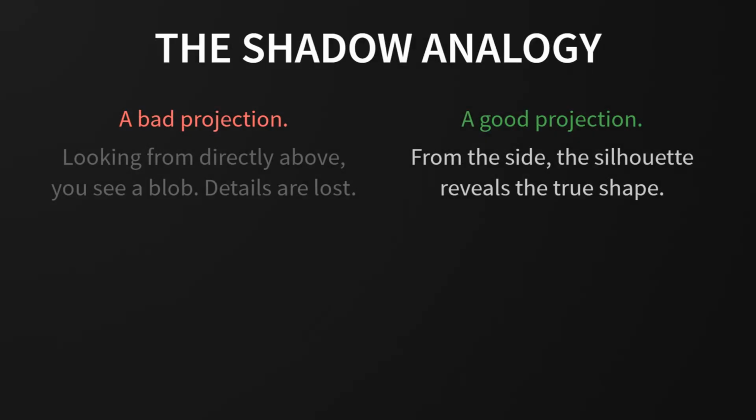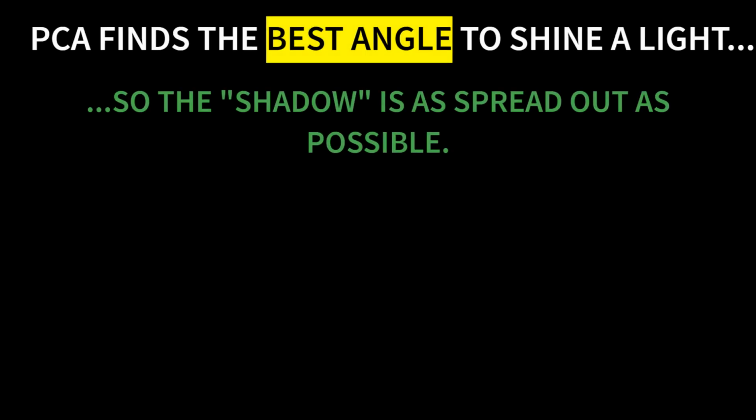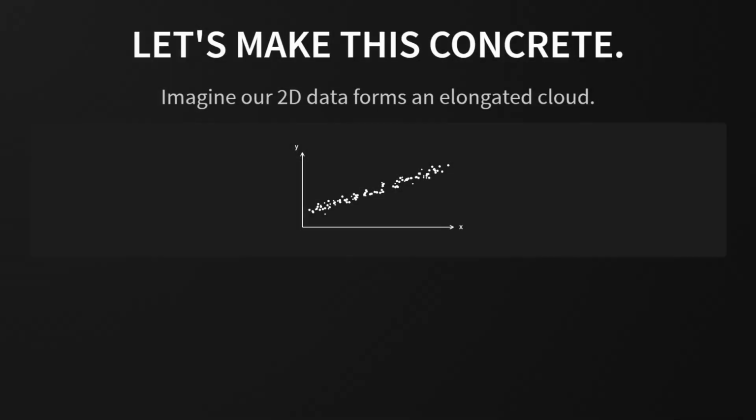Here's a great way to visualize this. The shadow analogy. Imagine trying to capture the essence of a complex 3D sculpture with a 2D photo. A bad angle gives you a meaningless blob, losing all the detail. But a good angle reveals its intricate structure. This is exactly what PCA does. It methodically finds the perfect angle to project your high-dimensional data, ensuring the resulting lower-dimensional shadow captures the maximum possible spread, or variance.